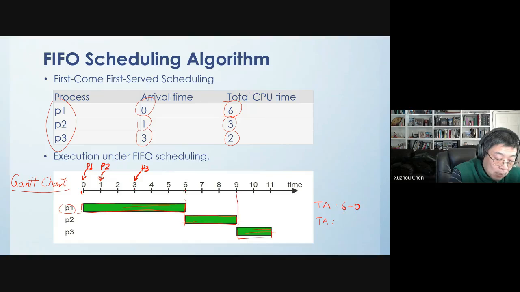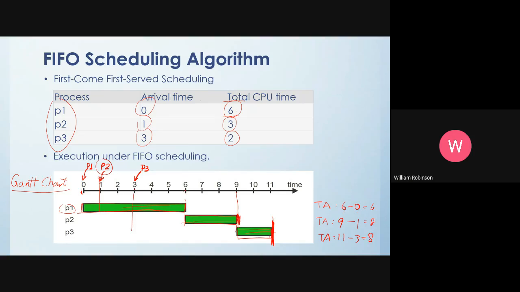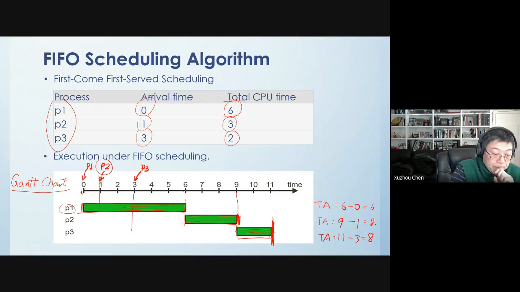So the departure time is 9, because P2 finished the job at time 9. What's the arrival time? 1, right? This is the arrival time. Now P3: 11. That's the departure time. What's the arrival time? 3. So it's also 8, right? So that's the turnaround time for each individual process.